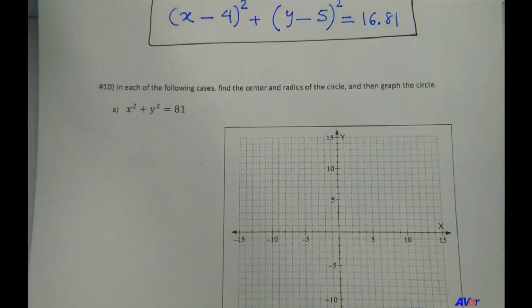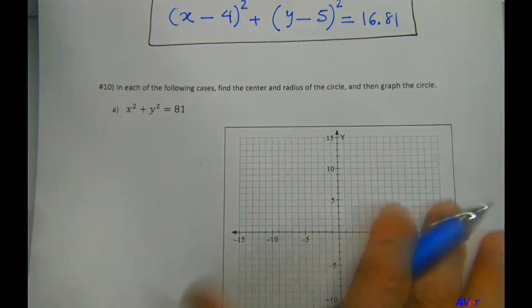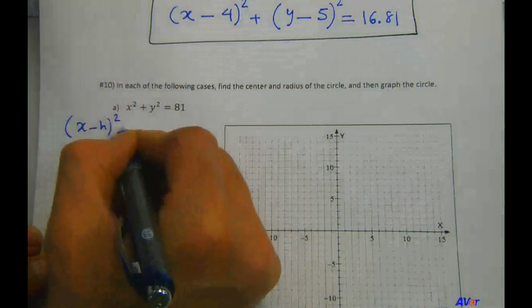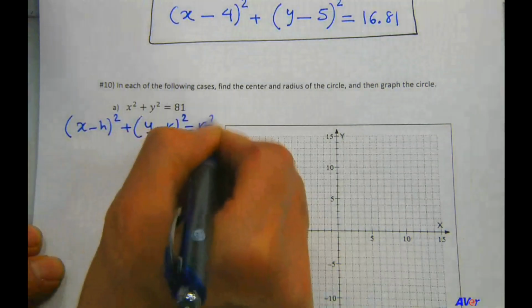Number 10, it says in each of the following cases, find the center and radius of the circle and then graph the circle. Well, compare this with the general equation of a circle, right? Which is x minus h squared plus y minus k squared equals r squared.